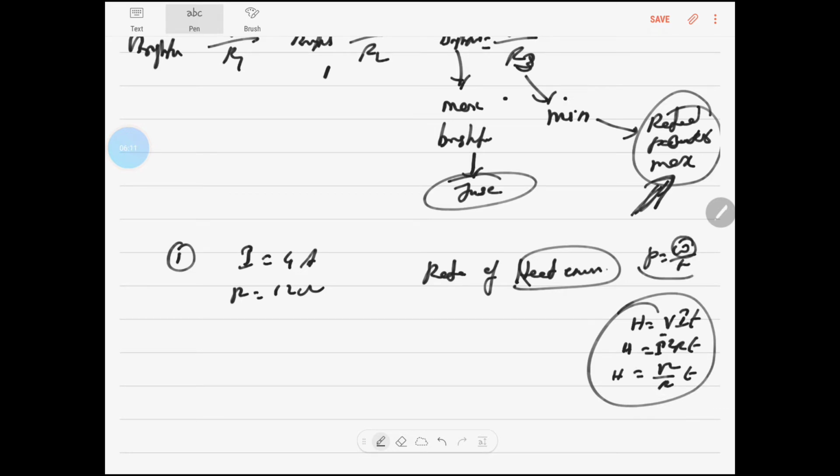Because P is W by T, W is heat, and it's power into time. So power into time, power in each case into time, that will give me my heat energy in general. And the rate of heat energy is a term which is nothing but power. So they are asking only power.